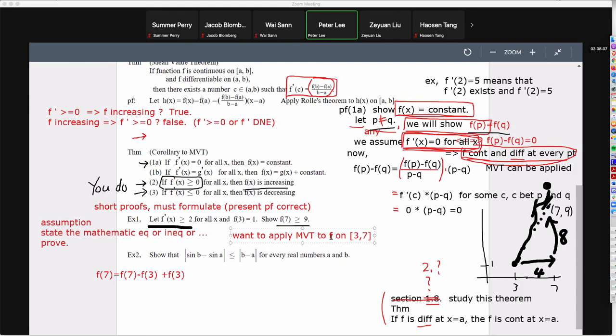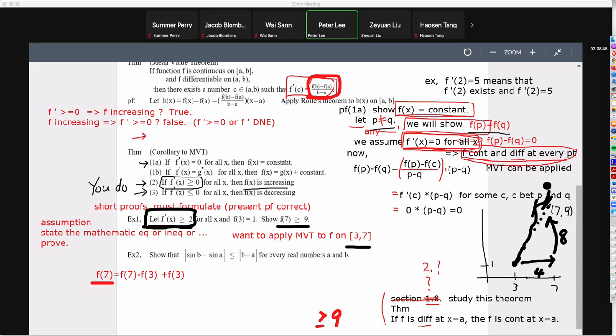Of course, we can apply the mean value theorem to function f, because it says here f prime of x is already greater than or equal to 2. That means the function is differentiable and continuous all around. So if we want to apply the mean value theorem to the function f on this interval, then we have to come up with this form right here. We need this. And so what do we do? Well, we start with f of 7, and we have to show that at the end it is greater than or equal to 9, but in the middle, we have to apply the mean value theorem.